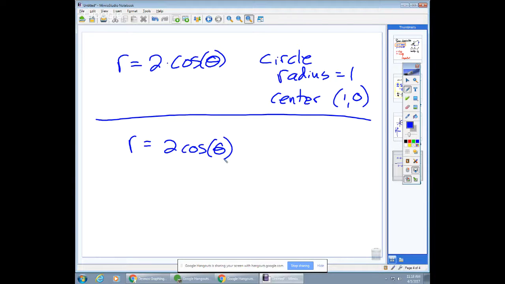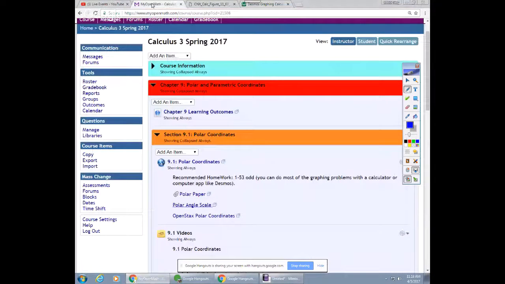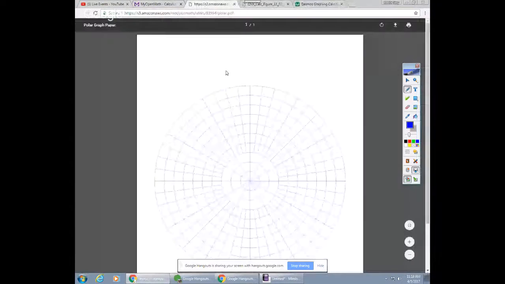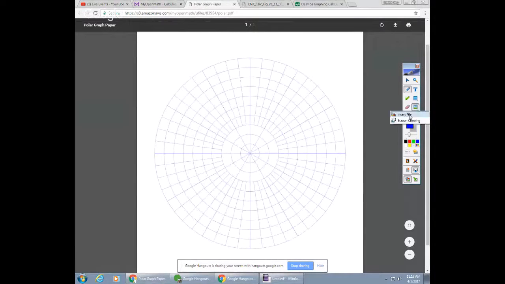No, I put the 2 in the wrong spot. Oops. I want the cosine of 2 theta. There we go. We know what it looks like, but we need to see what its period is. So polar paper is back here. And let's get a screenshot of that.